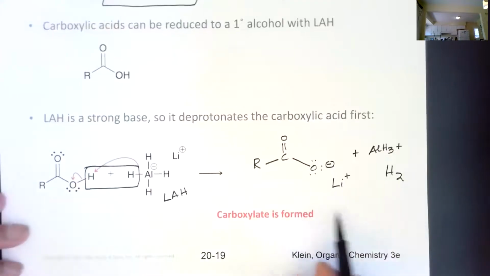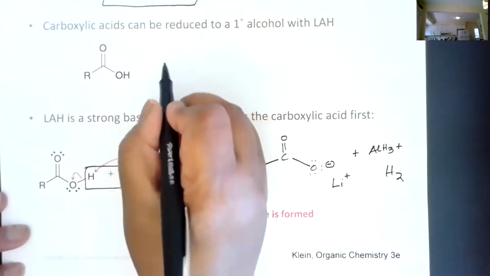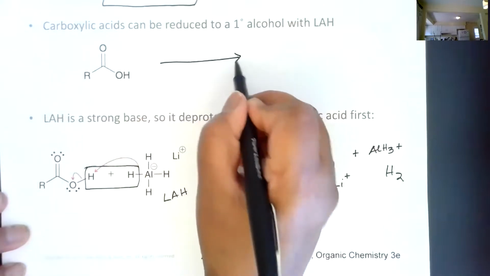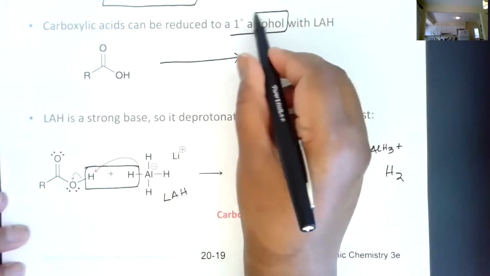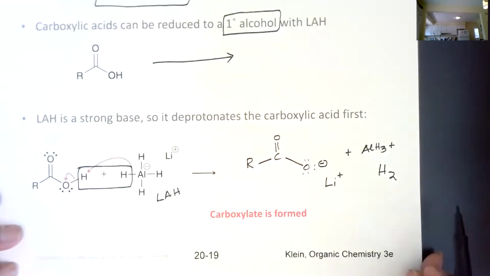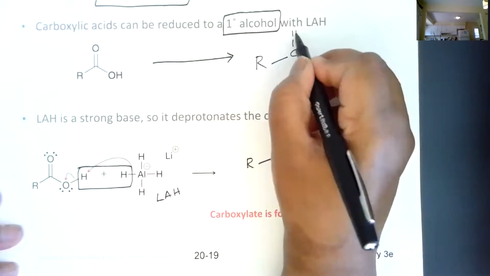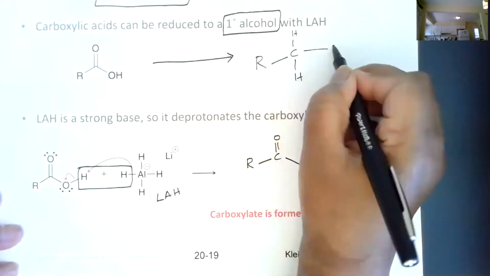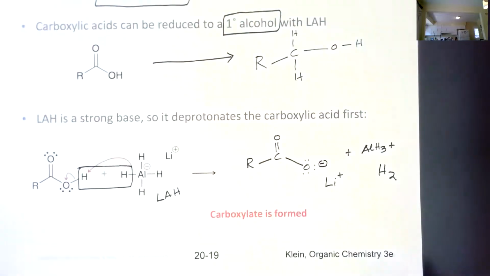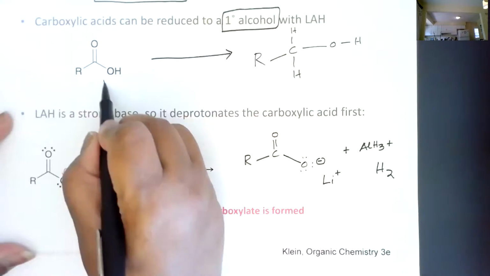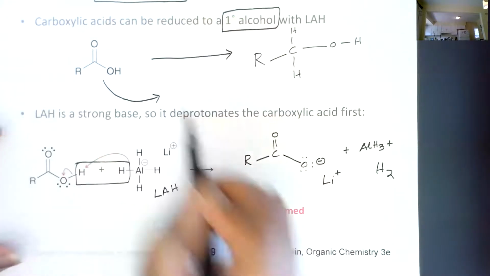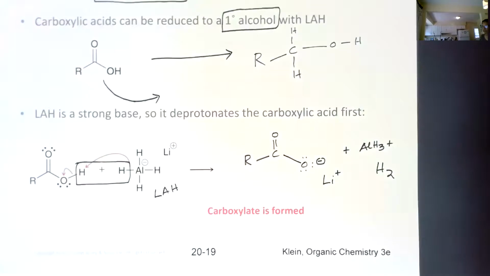Okay, the rest of it is in the next page. So I'm going to show the final product. This is reduced to a primary alcohol. Okay. Look at all the changes that happen. But it doesn't go directly to the primary alcohol. What would it form before it forms the primary alcohol? Anybody?